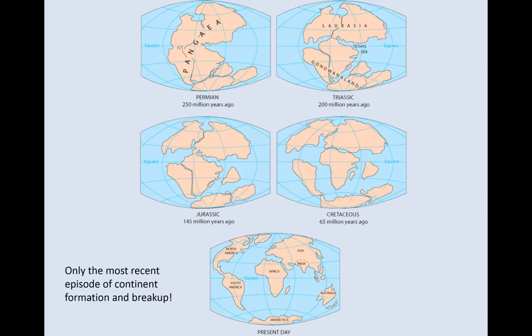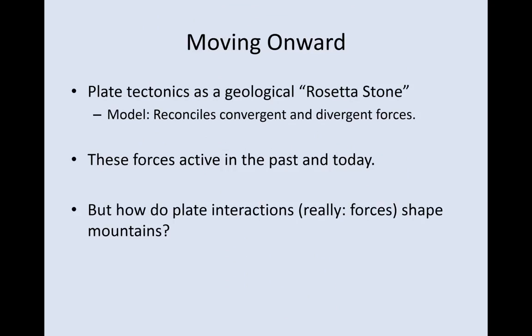And this also helps us to get some sense of the Earth's history, of how previous supercontinents broke up and moved around to create the Earth that we see today. And this is only the most recent example of that. So we can really look at this and see plate tectonics as something of a geological Rosetta Stone. It gives us a way to reconcile some of the convergent and divergent forces that we see leading to mountain building. This also gives us a little bit of a glimpse into the history of the Earth, seeing how the same forces that are present today were also present in the past.